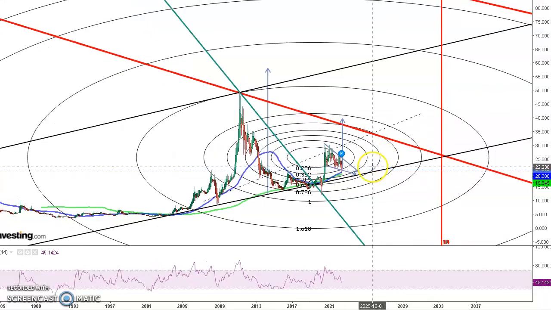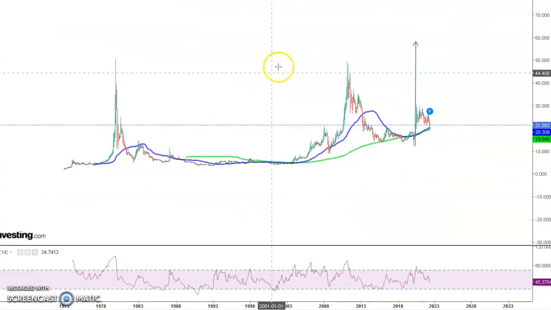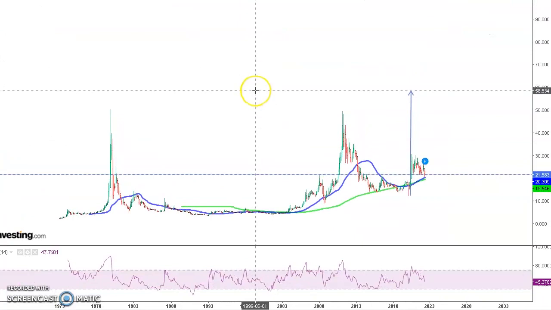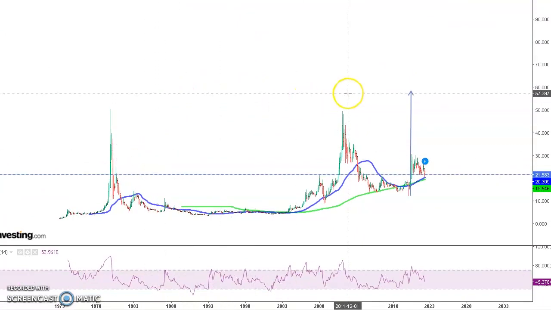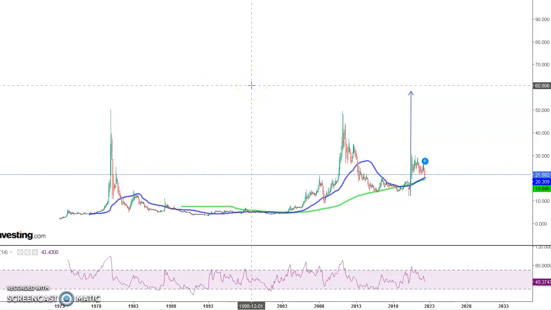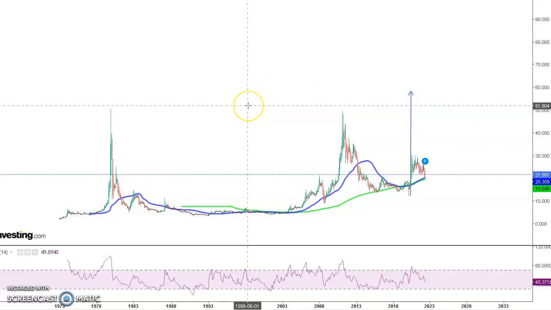Then what comes into play is that we look for upside targets, and this is all in US dollar terms. But once this thing takes off, the sky's the limit, because it's going to be the fear trade. The fear trade is going to be everybody clamoring for anything of value.